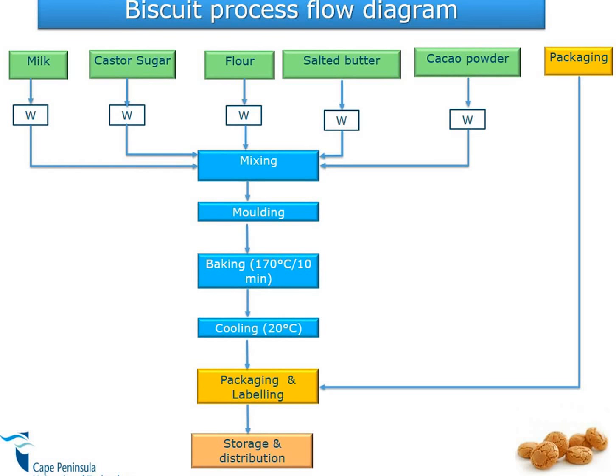So baking is a unit operation. In this case, I need to bake my biscuits at 170 degrees Celsius for 10 minutes. Once the time has elapsed, I would need to cool my biscuits from 170 to 20 degrees. Once my biscuits are at 20 degrees, I can then package and label them. So packaging comes in here. Packaging, we are using it at this stage.